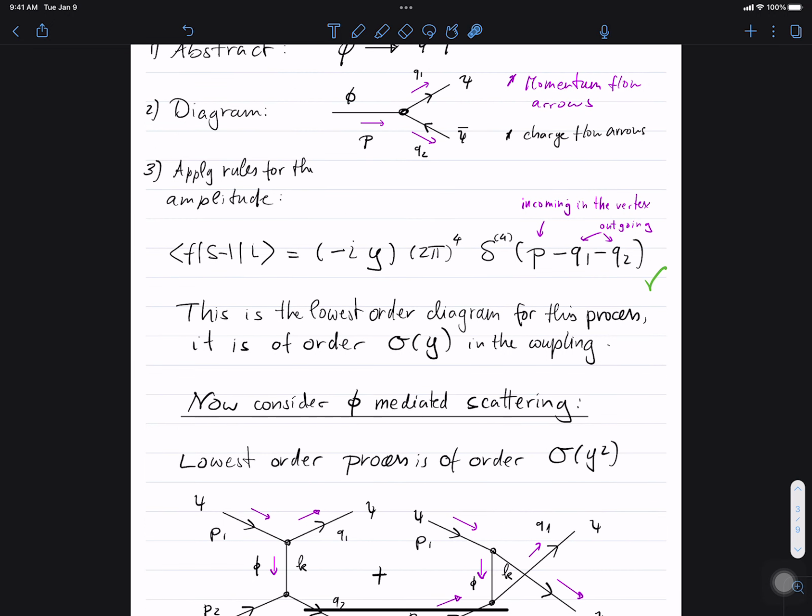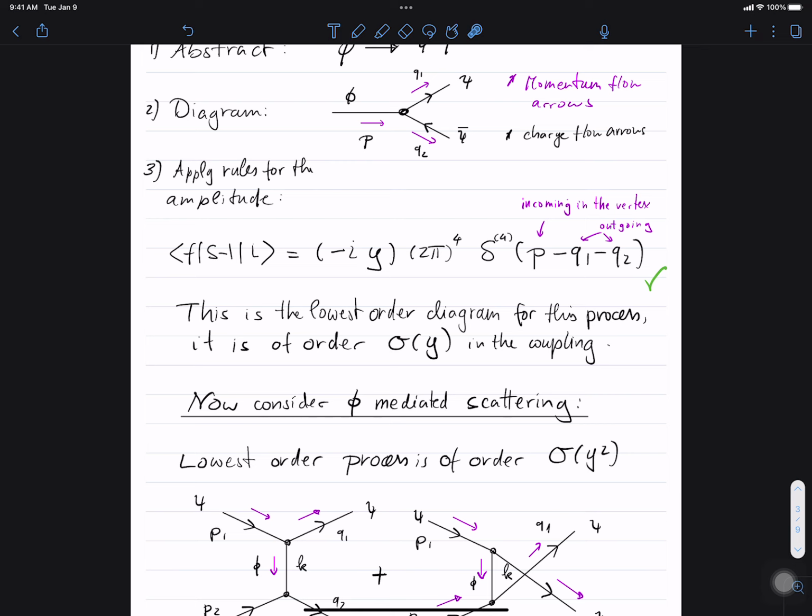Now we apply the rules. So for this object, the matrix element between final and initial state, S minus 1, we get negative i y, 2 pi to the 4, and the delta function that conserves the momenta that flow into the vertex. What does it mean? So p flows into the vertex, so it comes with a positive sign, and the outgoing particles q1 and q2 are going out of the vertex, so we add them with a negative sign, so we have p minus q1 minus q2, and then we're done.